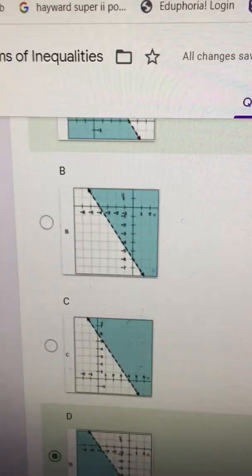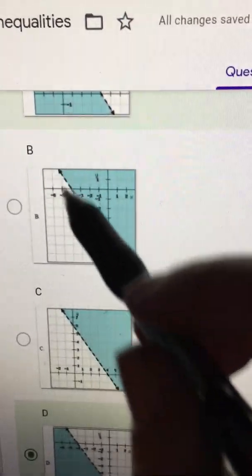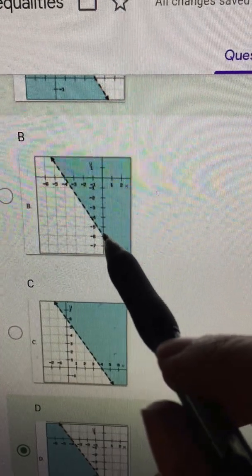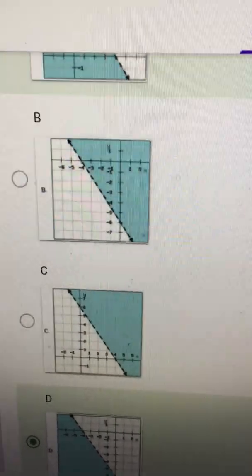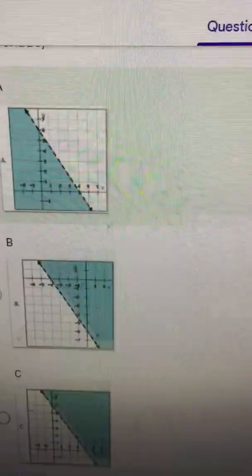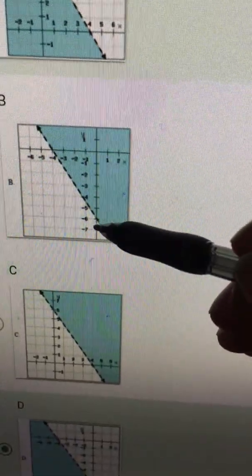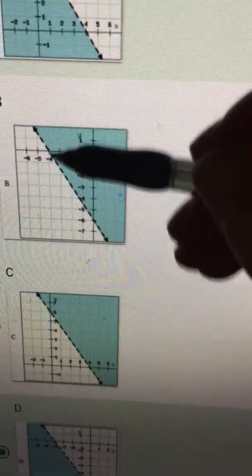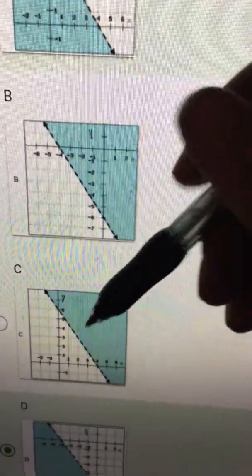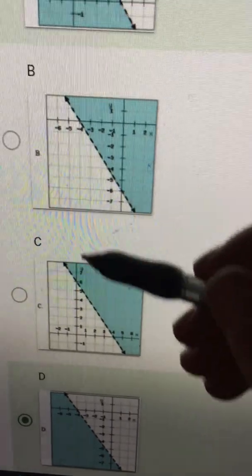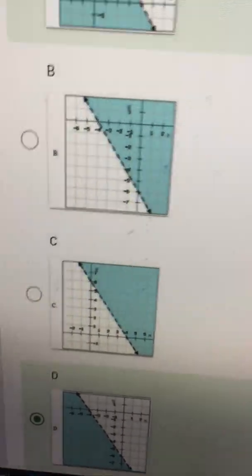Go back up to here. On B, it is a negative slope coming down, crossing at -6. And then we said that y's were less than, so this was a shade down. Unfortunately, this one was shading above the line. See how where the y-axis is? You're shading where the y's got bigger, so it's not that one. We want it shaded down. This one also was shaded up, but it's also crossing at +6, so it's not that one.